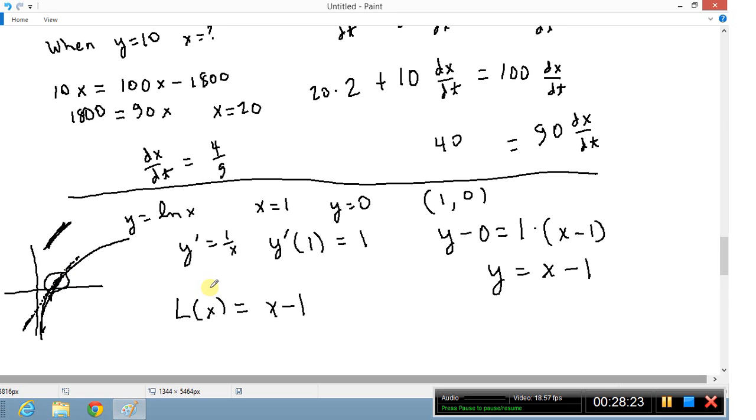And then the last part of the question said, give us an approximation for the log of 1.1. Well, you just use the line instead of natural log. So natural log of 1.1 would be approximated by the linearization at x equals 1.1. So that's going to be 1.1 minus 1, which is 0.1. And you can check that out on a calculator. It's actually not too far off.